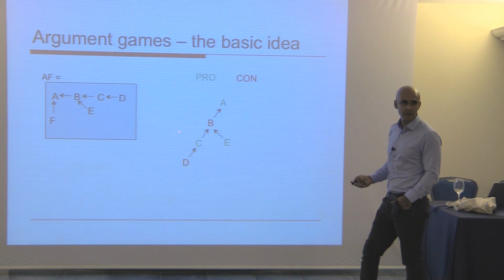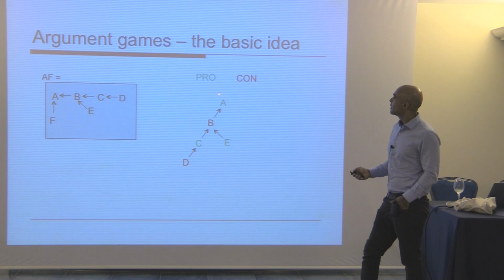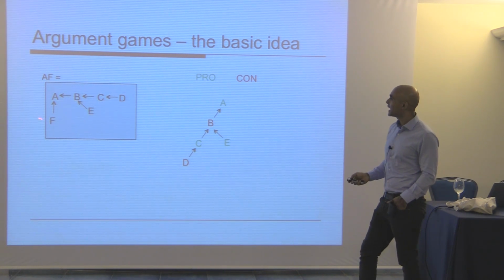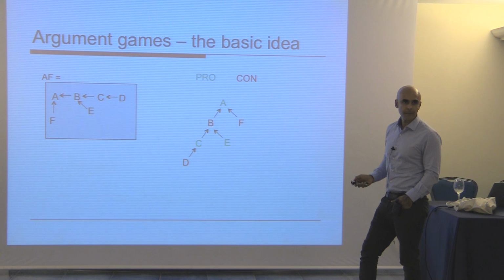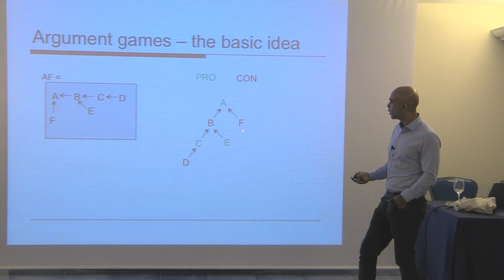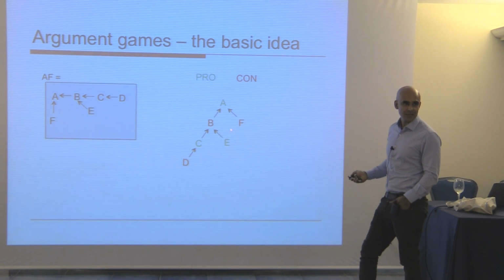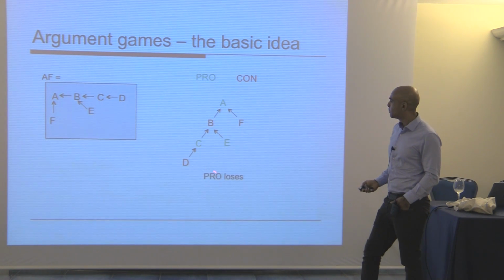So he moves E. Then con says, oh, but I backtrack now. Okay, pro has successfully counterattacked B, so I can now backtrack and successfully counterattack A with another argument, F. Now at this stage, proponent can't find a counterattack to F. So pro loses.